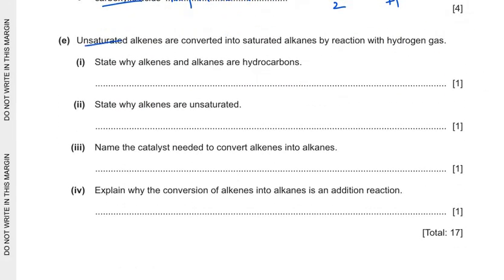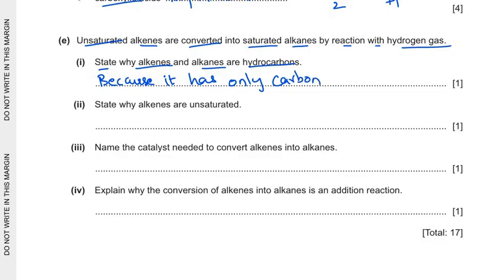Unsaturated alkenes are converted into saturated alkanes by the reaction with hydrogen gas. State why alkenes and alkanes are called hydrocarbons. They are called hydrocarbons because they contain only carbon and hydrogen. So molecules with only carbon and hydrogen are called hydrocarbons. So here we have the answer.